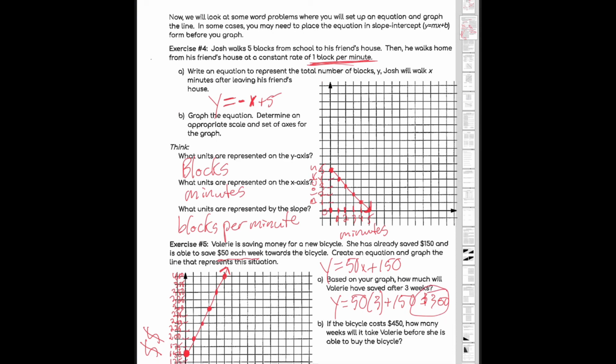So if we look at our graph, after 3 weeks, if we match it up, we end up at 300 on the y-axis. If the bicycle costs $450, how many weeks will it take Valerie before she is able to buy this bicycle? Well, $450, we'd have to go up 1 more week up the graph a little bit more. If she's saving $50 per week, then that means right about around week 7. Or actually, I'd say week 6 here. So look, so 50 times 6 equals our 300 plus 150. That would give us $450.